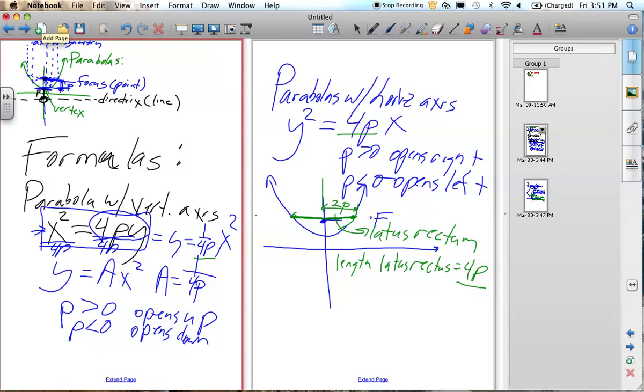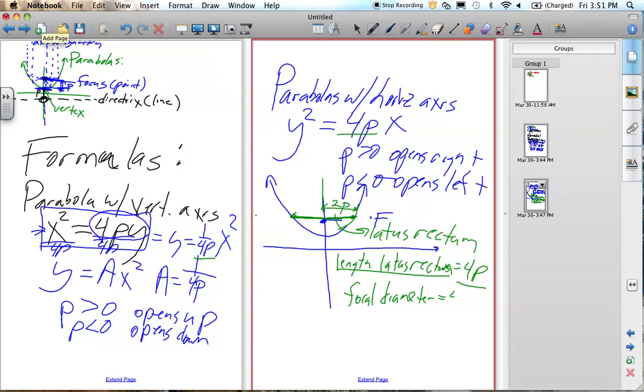Now, the length of the latus rectum, fortunately, has another name. It's called the focal diameter, and it is 4p. So there's your focal diameter. Focal diameter is just the length across your latus rectum. Focal radius, obviously, is going to be half of that. And by the way, it's the absolute value of 4p.